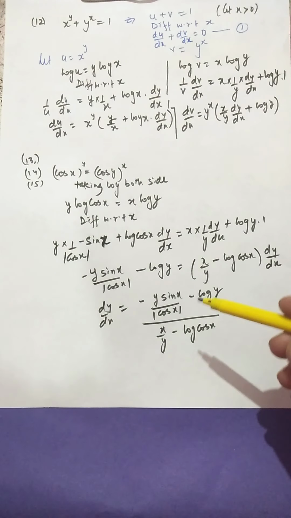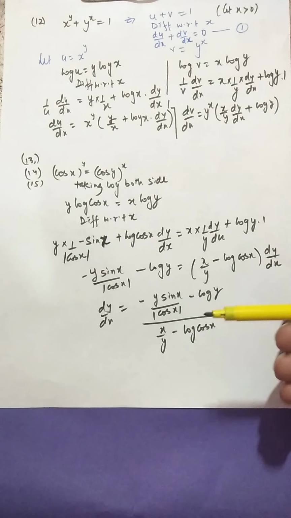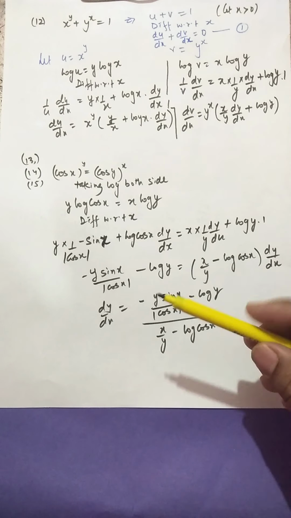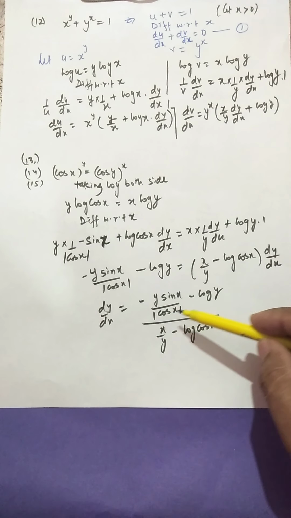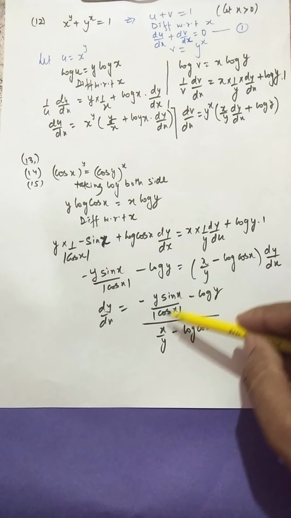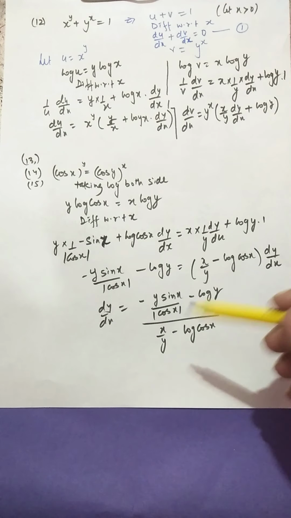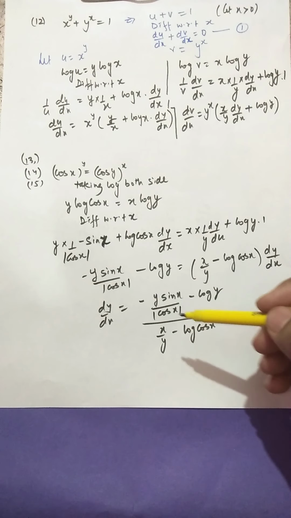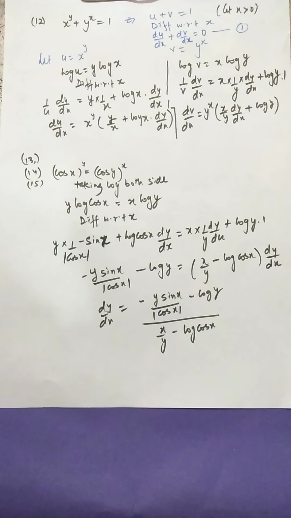So this is your final answer, but it might not be matching with the answers given at the back of the NCERT. Reason being, they might have not taken mod x, they have just taken cos x. So in that case, we'll simply write sin x upon cos x as tan x. So that could be one of the answers, but if you leave the answer here, that is okay. This is the value of dy by dx.